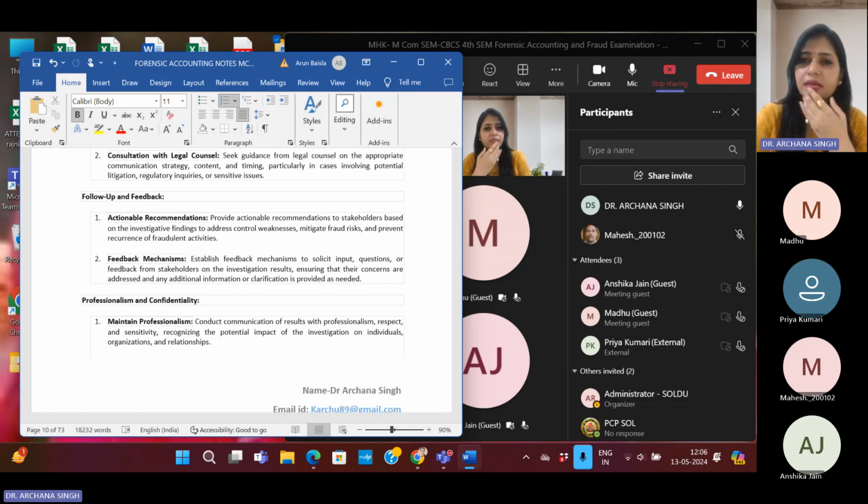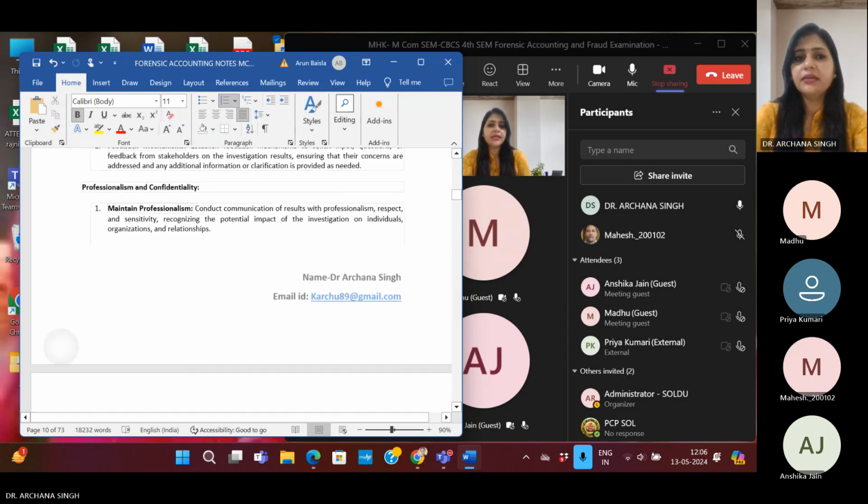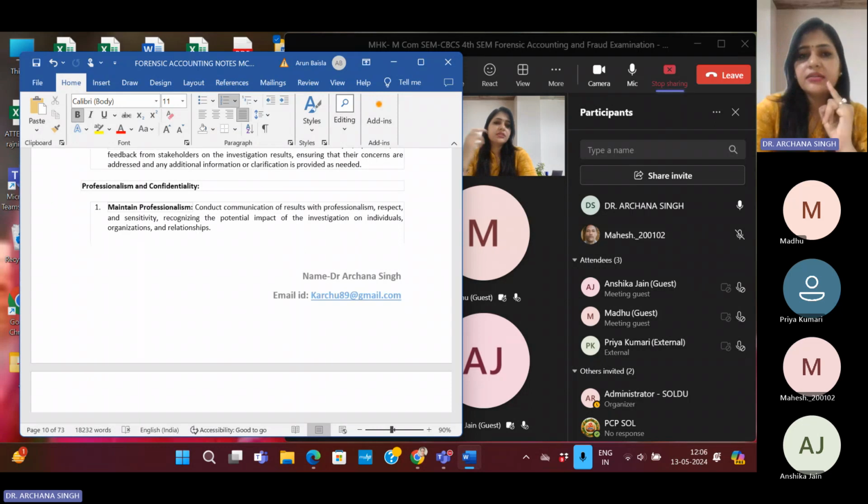So this feedback mechanism also should be there. Then professionalism and confidentiality they have to maintain while conducting the communication of results with the professional experts. Professionalism means respect, sensitivity, recognizing the potential impact of investigation on individuals, organizations, and relationships.